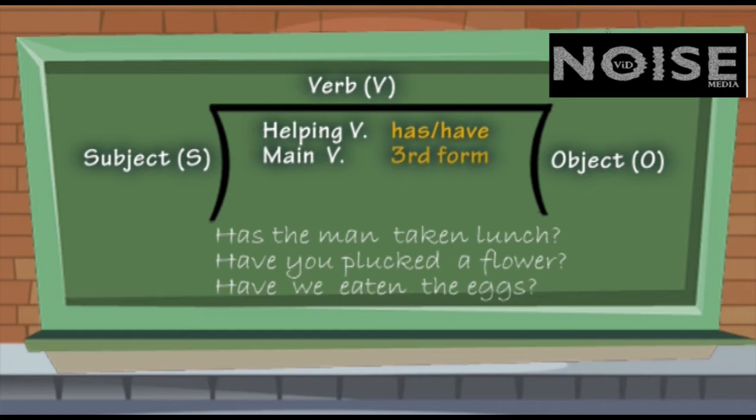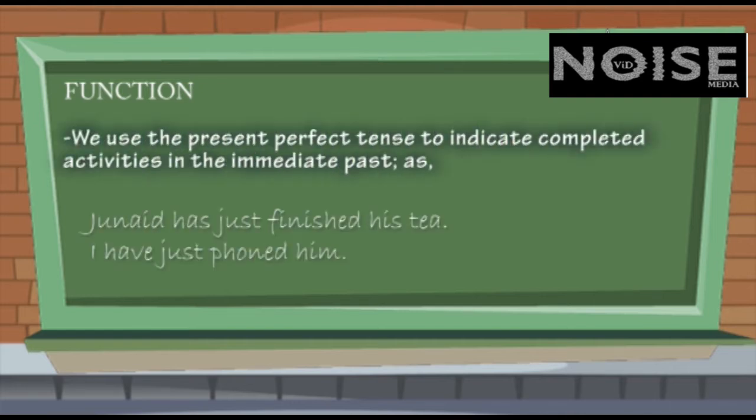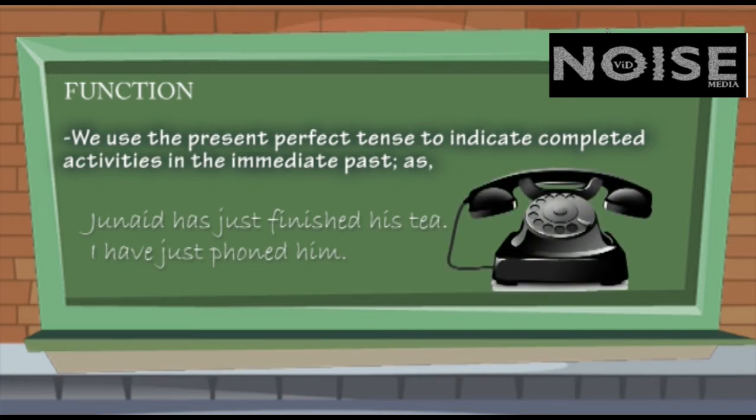And once you start speaking with your friends, with your cousins, and once you start writing, you will feel that they're quite easy. Now, we'll look at the function, why we use this tense. We use the present perfect tense to indicate completed activities in the immediate past, that is recent past. For example, Junaid has just finished his tea. Imagine Junaid completing this job, finishing his tea. I have just found him.